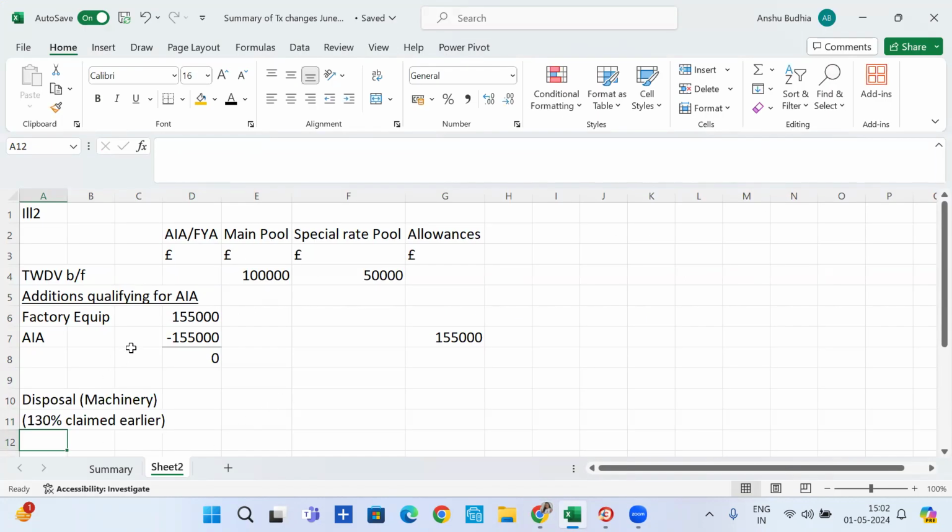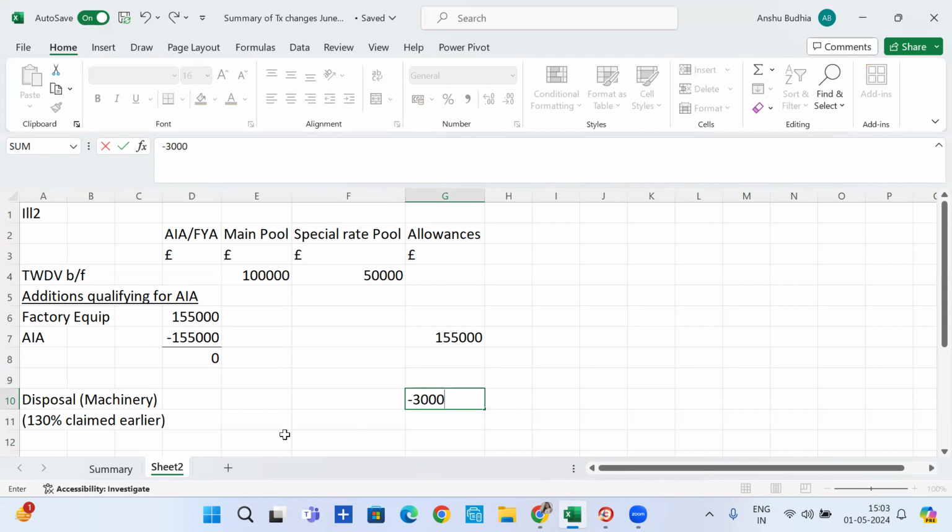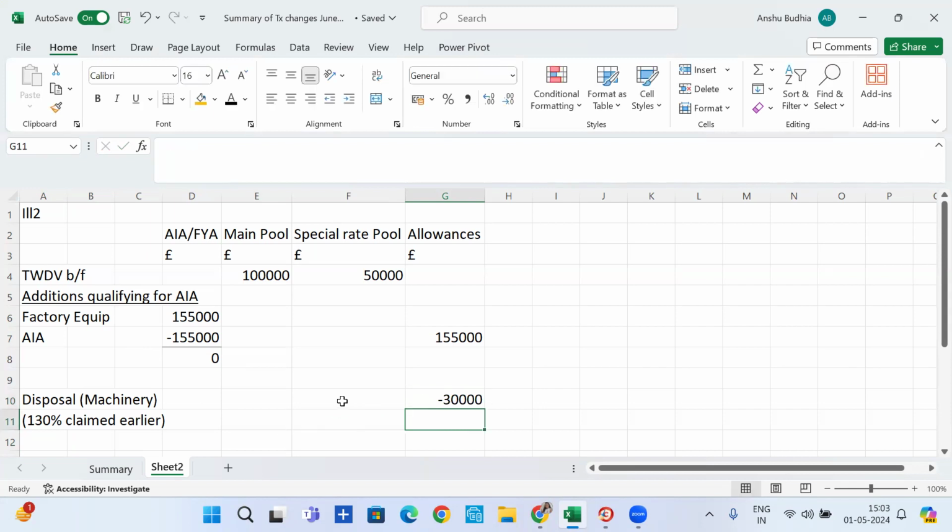Now we have already claimed 130% of it earlier, the entire cost. So as per the revised rules or the disposal rules for these enhanced expenditures which were claimed earlier, we will take the entire amount of this lower of disposal proceeds or cost as a balancing charge. Balancing charge always reduces the allowances. So I will write here less 30 because it is going to reduce the allowances.